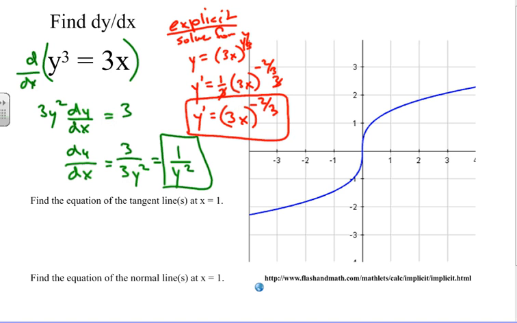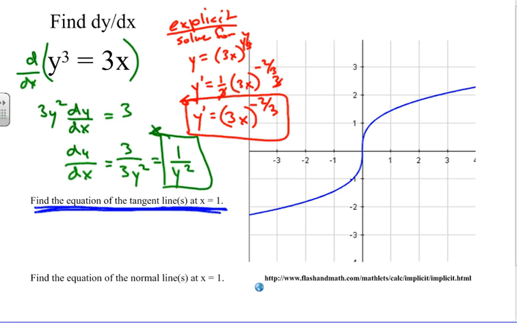They don't look the same because this one is explicit. Notice how we solve for y. This one is implicit because we just took the derivative regardless of which side it was on. So that's why we have a y in this one. Two different slopes that will give you the same thing. Now, just to verify that, we can test this out. Because I want to figure out the equation of a tangent line at x equals 1.